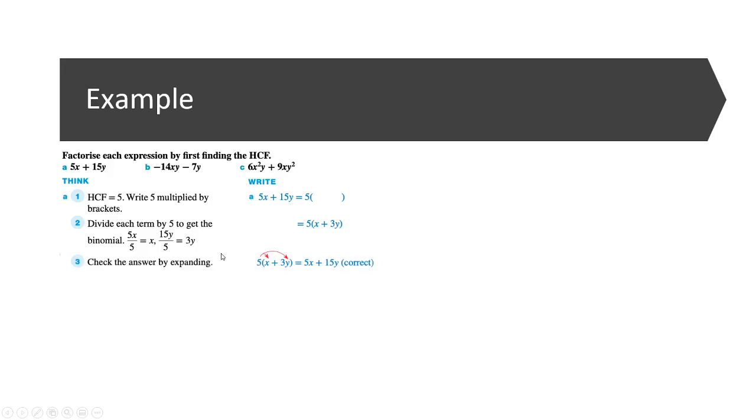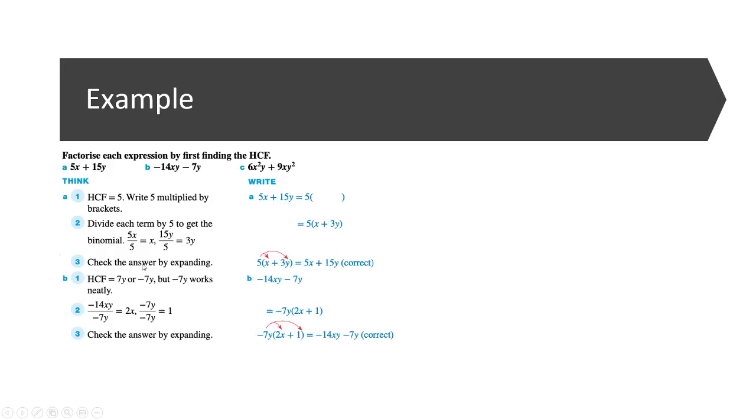And we can check this by expanding it back out. So we can go 5 times x is 5x, 5 times 3y is 15y. That's the same as our original question, so we know we're correct. Okay, we can do the same for the next one, with all 3 steps, starting with the highest common factor.